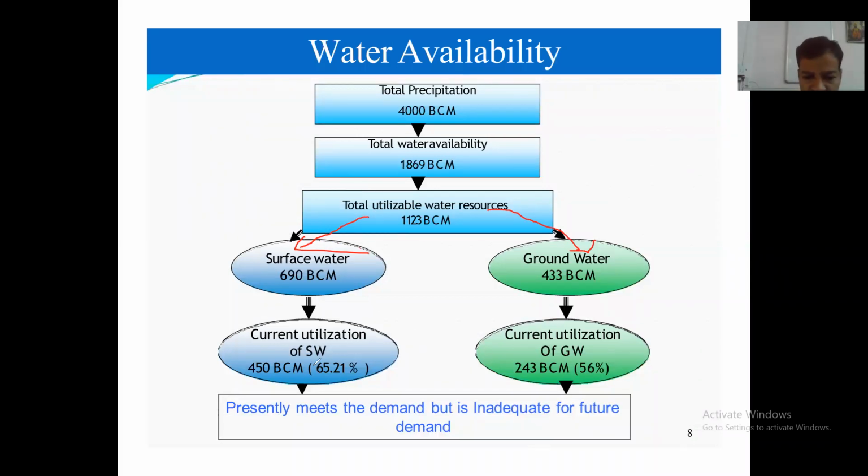Surface water, current utilization of the surface water is, out of this 690 billion cubic meter, 490 billion cubic meter is utilized, म्हणजे 65.21%. It is utilizable water from surface water, and from groundwater, the utilization of the groundwater is about 56%. म्हणजे किती 243 बिलियन क्युबिक मीटर एवढे पाणी हे वापरलं जातं फ्रॉम द ग्राउंड वॉटर.